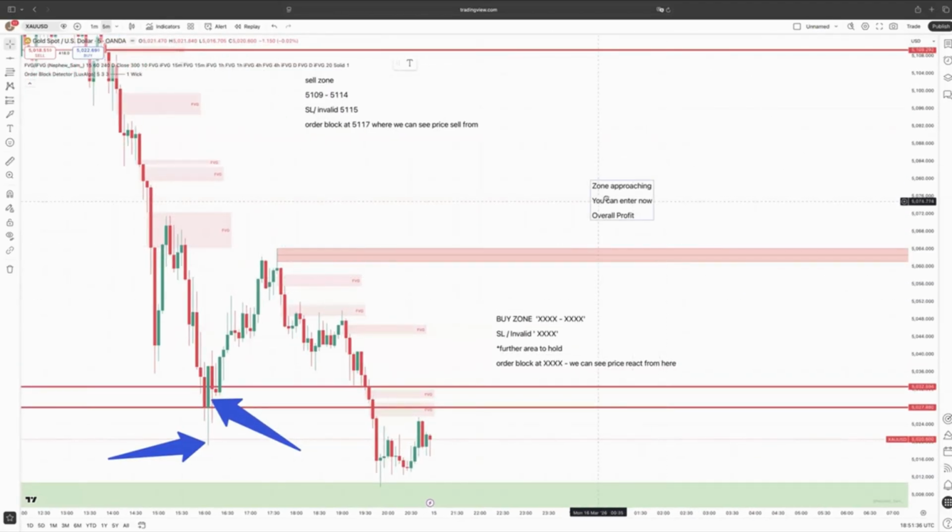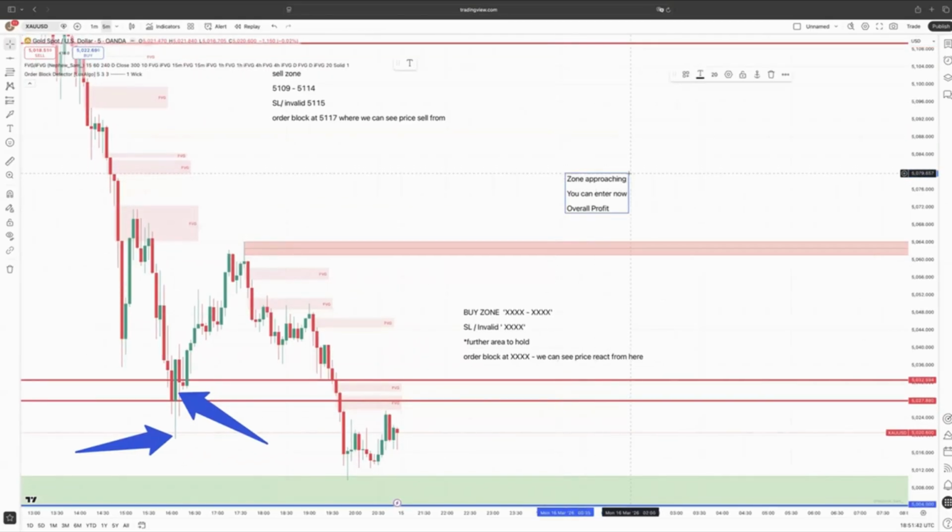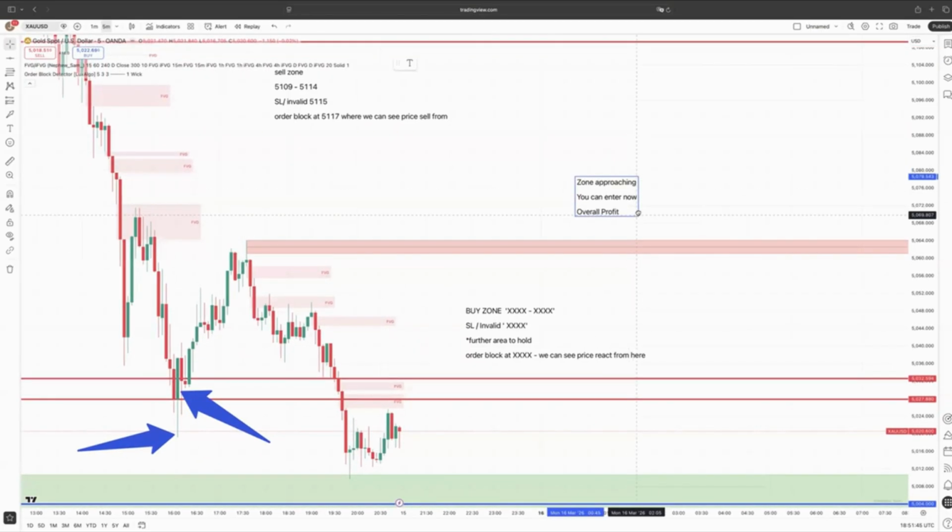Now in terms of some of the terminology that you can expect, we say zone approaching around 20 to 30 pips before the zone is reached, depending on the speed at which the market is moving. The reason we do this is so that you can prepare yourselves. So zone approaching will help you prepare. Let's say you are living a busy life, you're looking after the kids, you have a busy schedule. Rather than buy zone now and then you have no time to react, we're saying zone approaching. This gives you a warning. Be ready. Pay attention to the price.